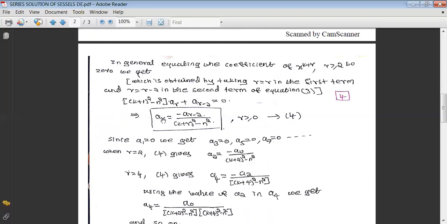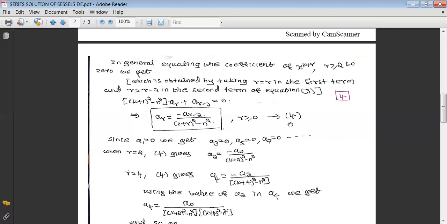If you want a5, if you take r equal to 5, here you will get a3. But already we got a3 as 0. That results in a5 as 0. Like that, because of a1 equal to 0, we find a3 equal to 0, a5 equal to 0, a7 equal to 0, and so on.